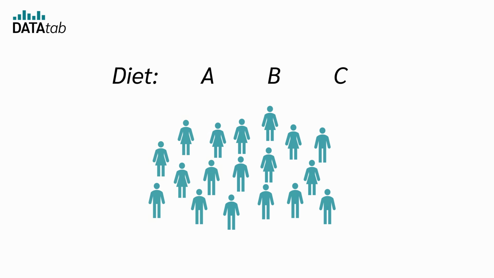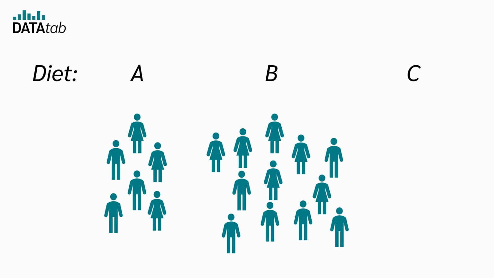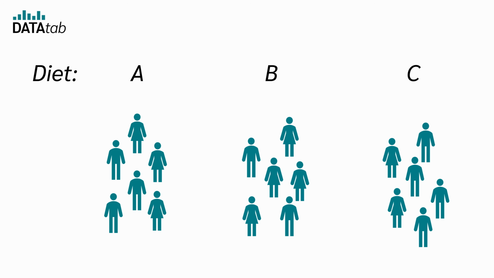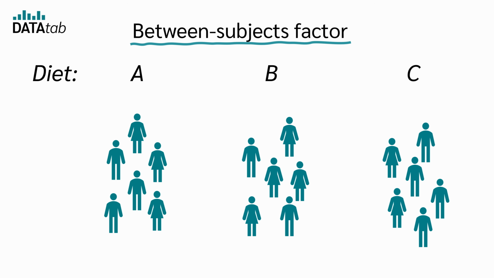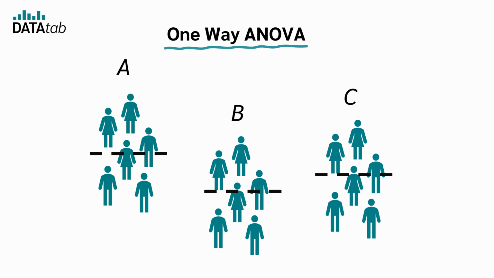To test whether there is a difference between the diets, we are conducting a study with 18 participants. The individual participants are called subjects. Now we randomly assign 6 participants to each of the 3 groups. Each participant or subject is assigned to only one group. In this case, we have a between subjects factor. Different subjects are exposed to different levels of a factor. In this analysis, our objective is to determine whether significant differences exist in the mean cholesterol levels among the various groups under study. And this is exactly what a one-way ANOVA does.